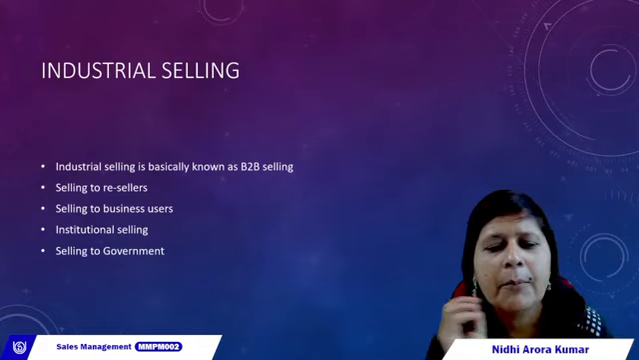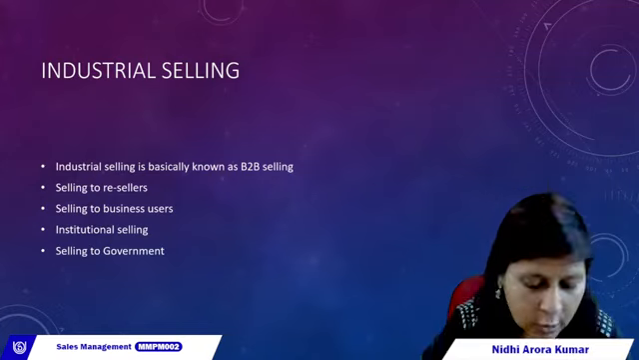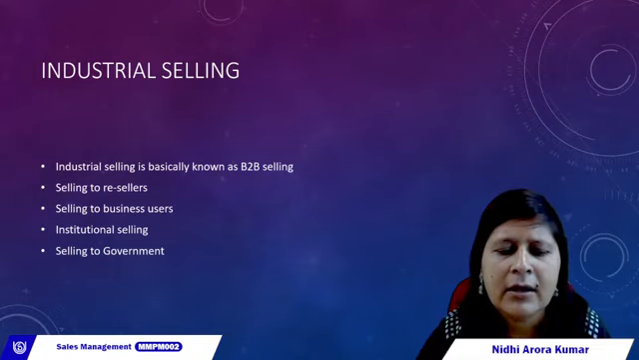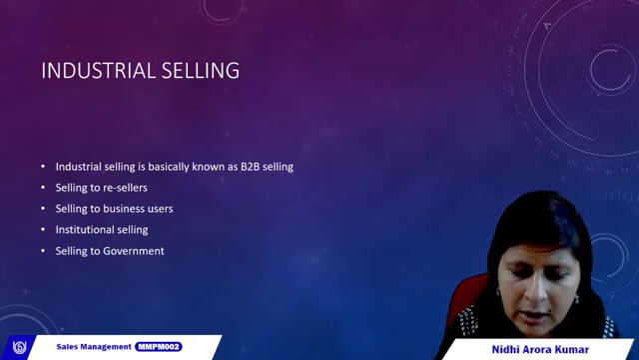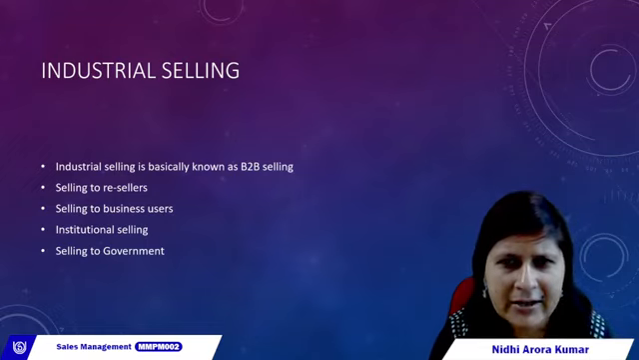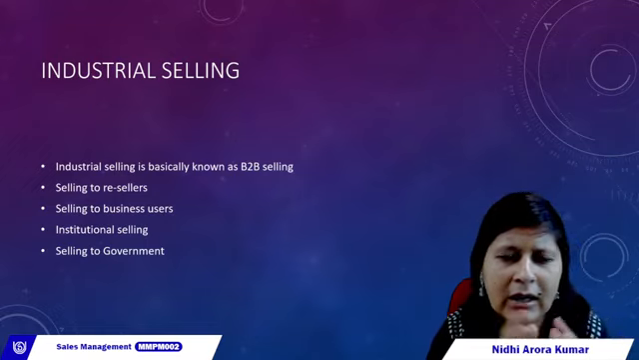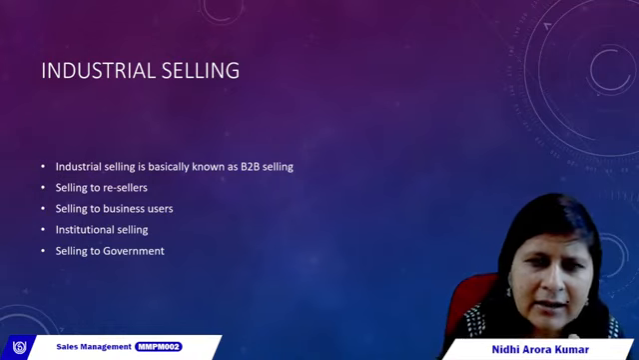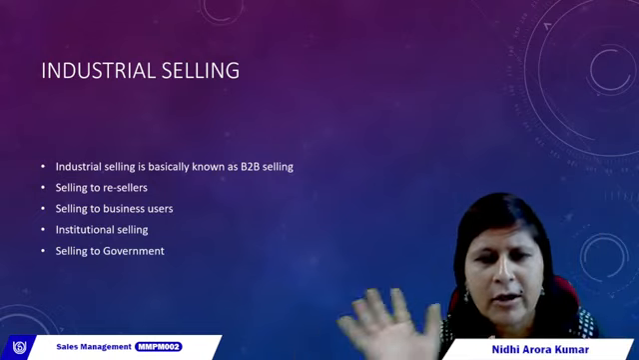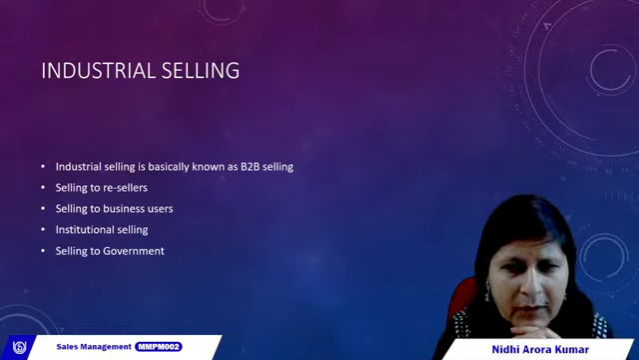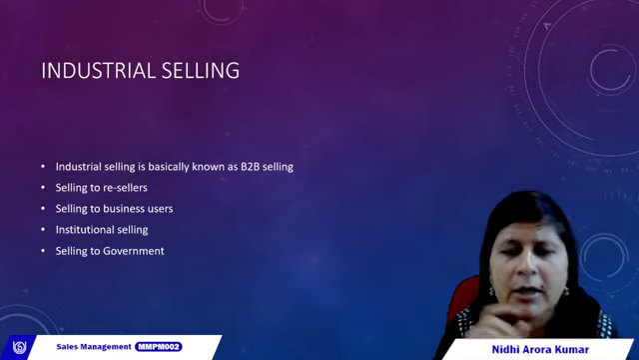Industrial selling is also known as B2B selling. What is industrial selling? When one industry sells its product to another industry, that is known as industrial selling. That is, selling to resellers. Take an example of a tire industry. A company is producing tires, and it sells its tires to the car or automobile manufacturer. Then that is known as B2B.